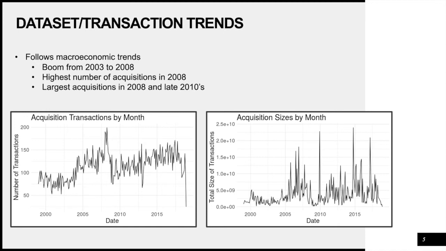The main point we can realize from these graphs is that they move similar to the overall macroeconomic trends. We see growth when the economy is expanding and sharp decreases in recessions.